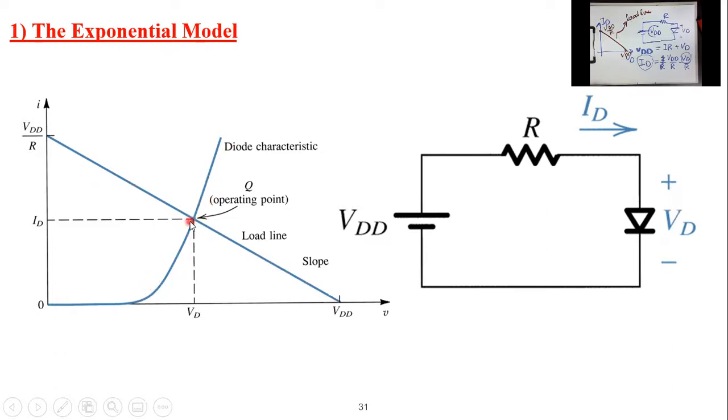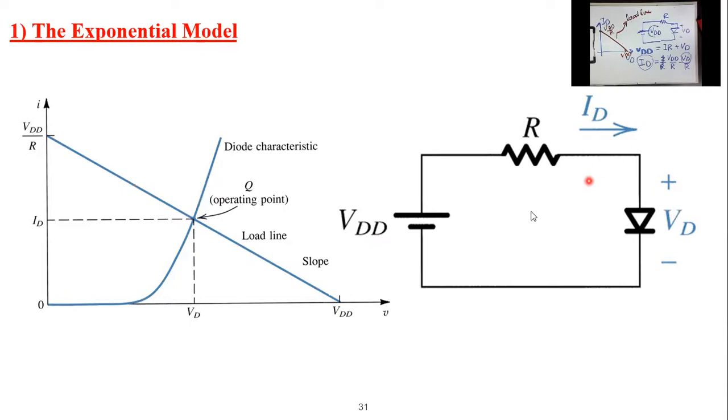And by getting this point, you can know the value of VD and ID, where VD is the voltage drop on the diode and ID is the value of the current flowing in the circuit. This is what we can call the typical solution, the exact solution, or also the graphical solution. The main issue with this solution is that it needs very high computational resources in order to implement it.